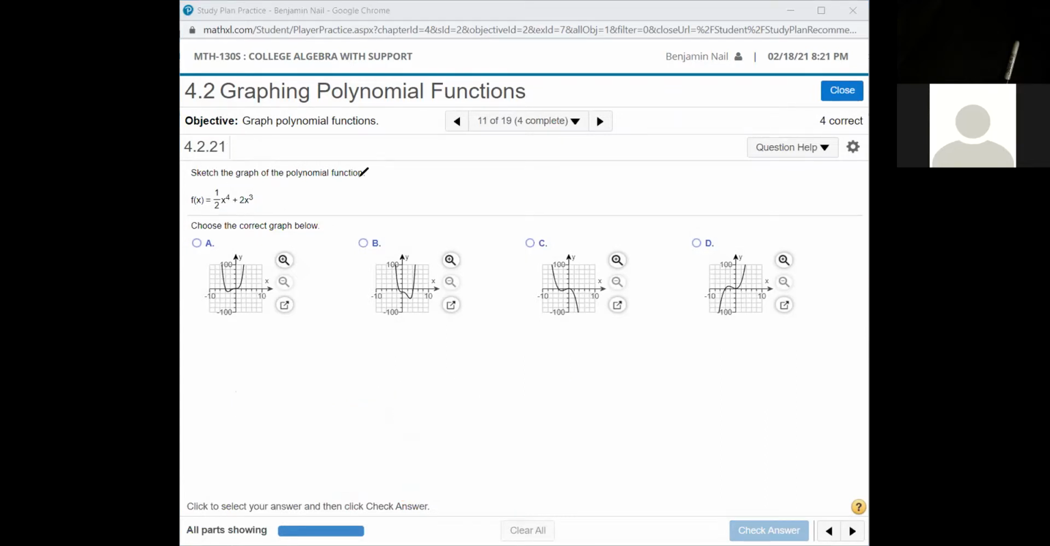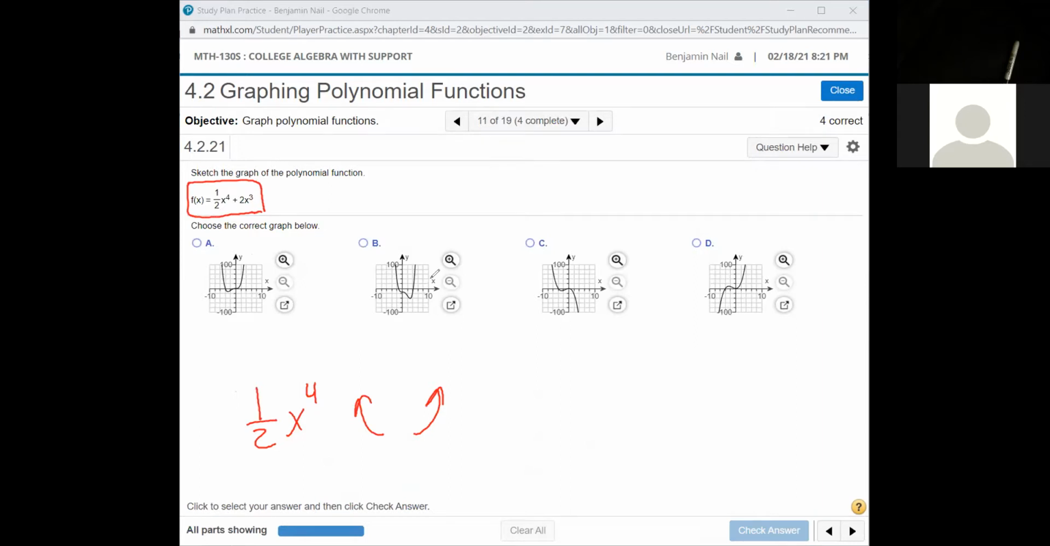Okay, again, gives me another function. So f of x equals 1/2 x to the 4th plus 2x cubed. So that 1/2 x to the 4th is the biggest degree. This is a positive even degreed polynomial. My end behaviors are both going to be facing up. So that means A is a possibility.